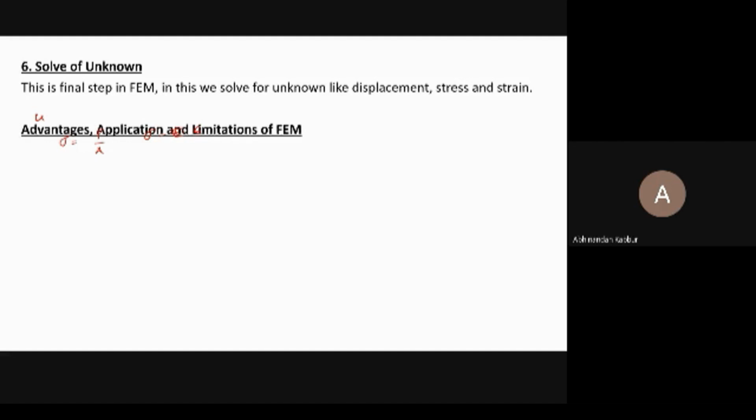Advantages, applications and limitations of FEM. So first I'll go with the advantages. What are the advantages? See, the first advantage is that irregular shape bodies can be analyzed very easily. So as I told, any body which is not a regular shape, the body which is of this shape can also be analyzed, or I can also get the solution for this type of bodies, which is not possible in the conventional method, because I cannot apply the equation.